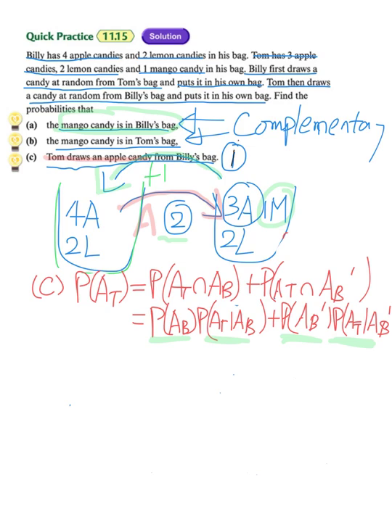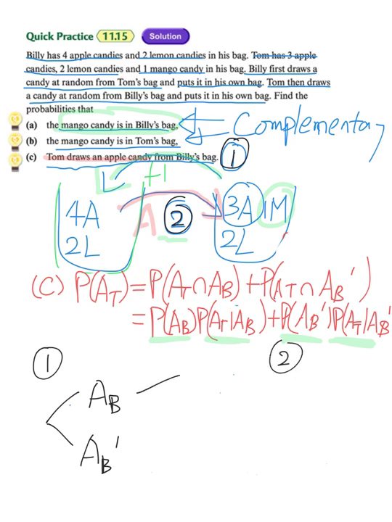So first, we take a look at the first process. The first process is whether Billy gets the apple candy or not. And then after this process, we look at process 2. Okay, this is the second process. So depending on whether Billy gets the apple candy, you get certain outcomes of whether Tom gets the apple candy. So it becomes like this.